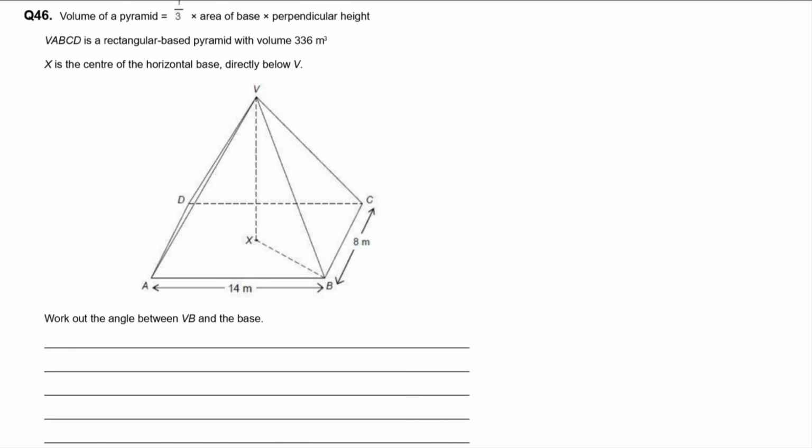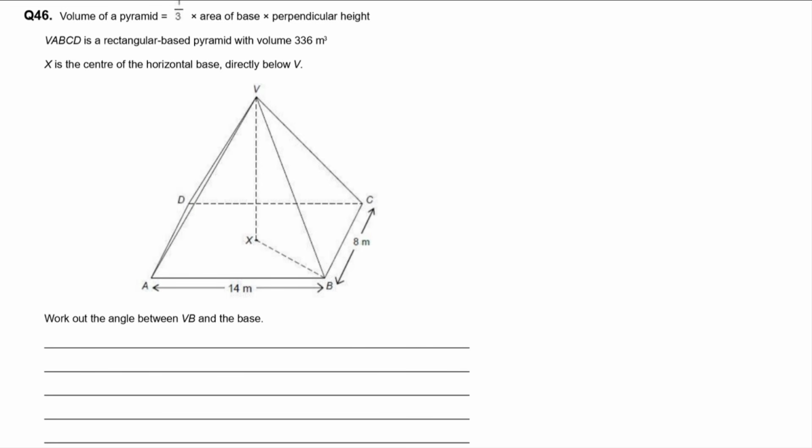Question 46. The volume of a pyramid is 1/3 times the area of its base times its perpendicular height. VABCD is a regular based pyramid with a volume of 336 cubic meters. X is the center of the horizontal base directly below V. So I said regular, it said rectangular actually. Okay, so what do we need to do? Work out the angle between VB and the base.